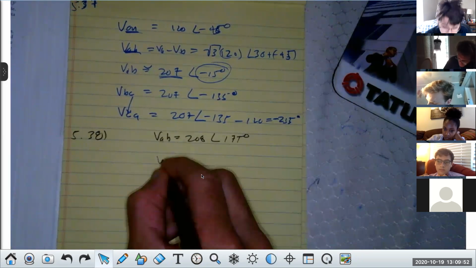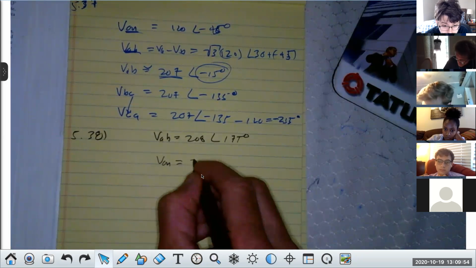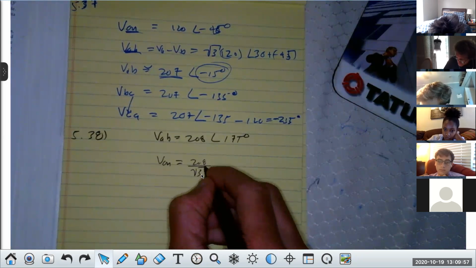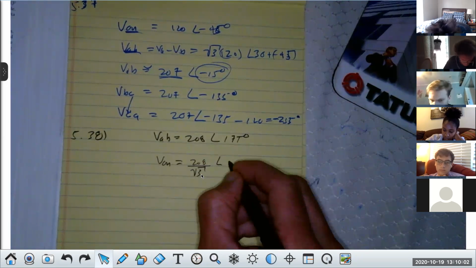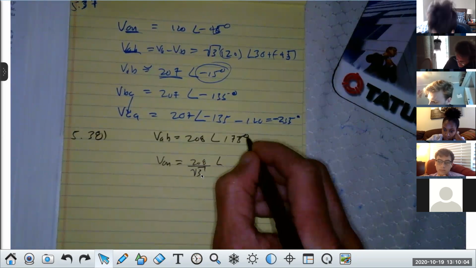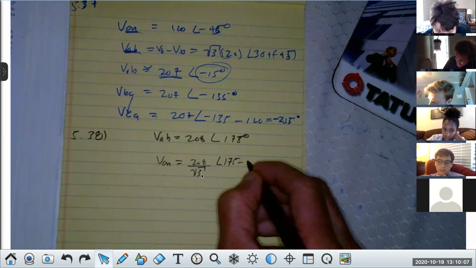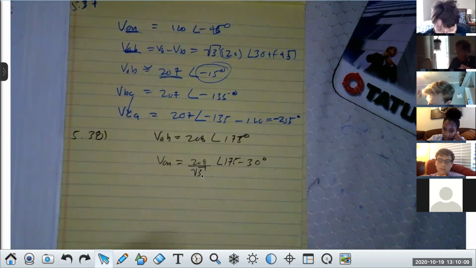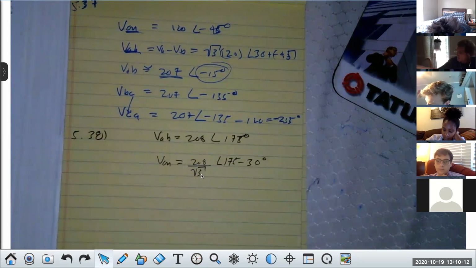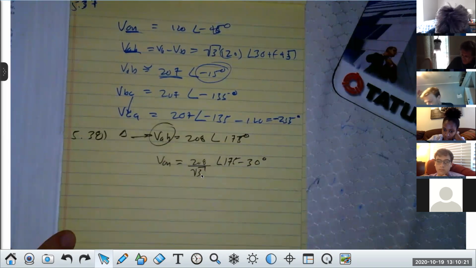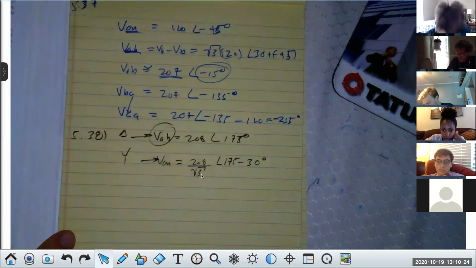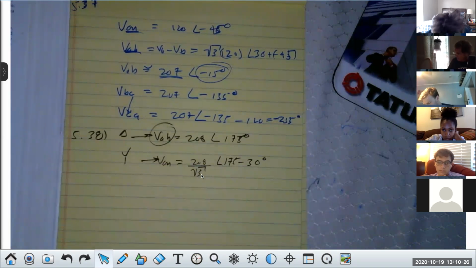So if I want VAN, does everybody see I take 208 and divide it by the square root of 3? Now I have the correct magnitude. And then the angle would be 175 minus 30 degrees. Now, are we good on that so I can move on? Any other questions about the transformation between delta and Y? That's the more appropriate name. That's a delta voltage, this is a Y voltage, and those are the symbols used, delta and Y.